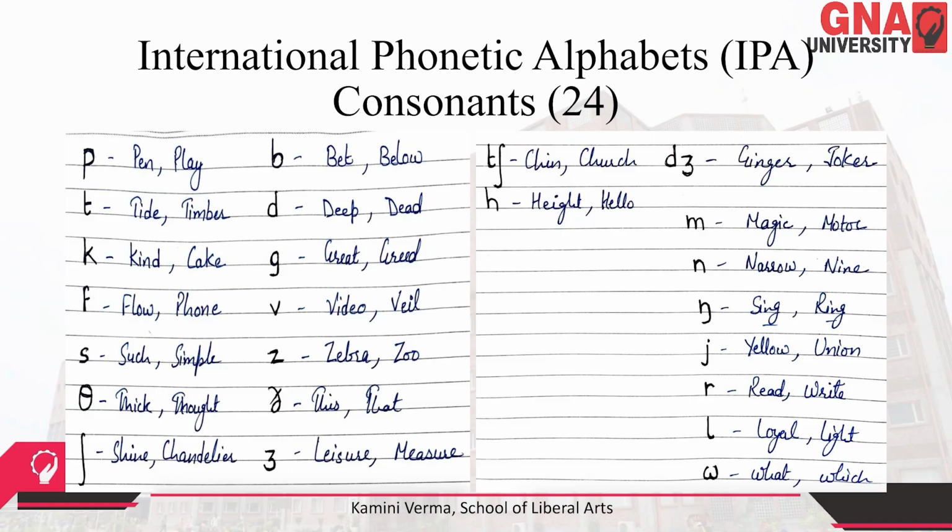L as in royal. L as in light. L as in line. L as in leg. And the 24th phoneme, the last phoneme over here, is W.